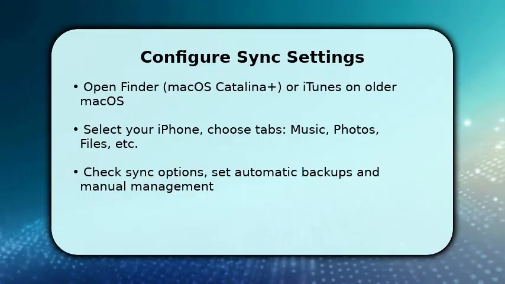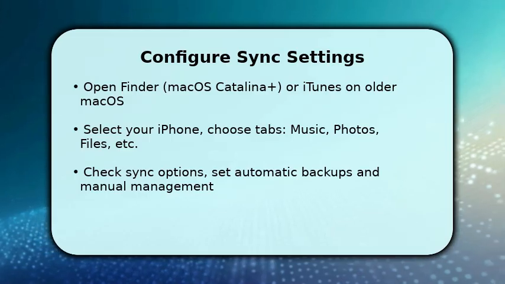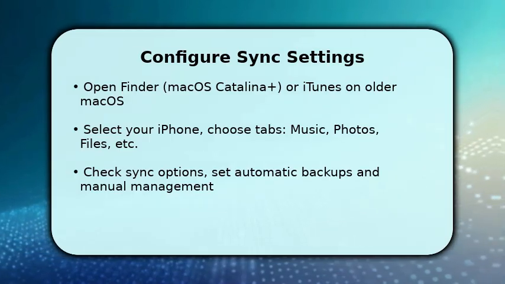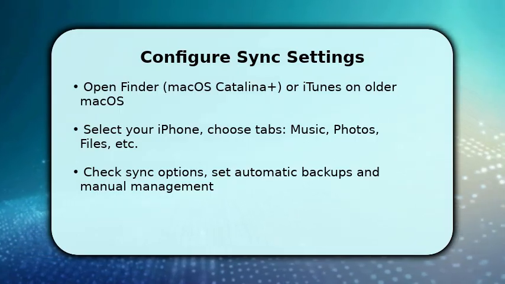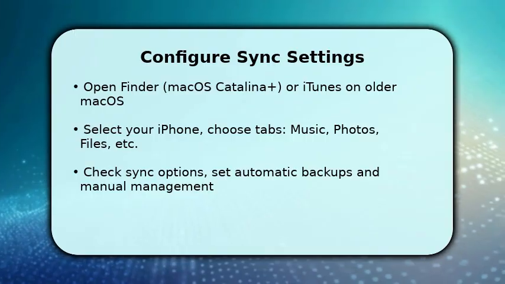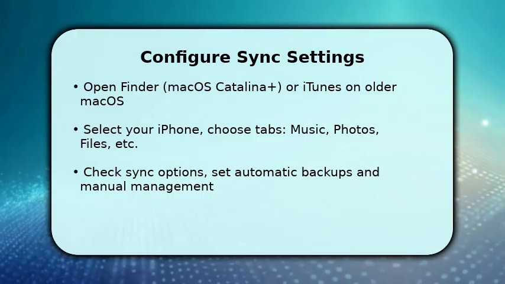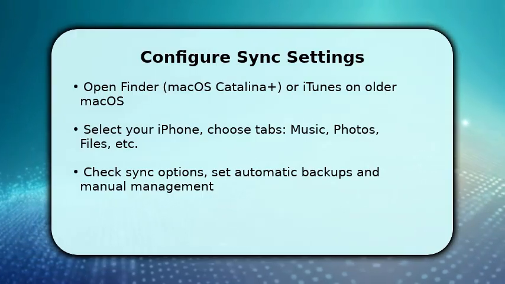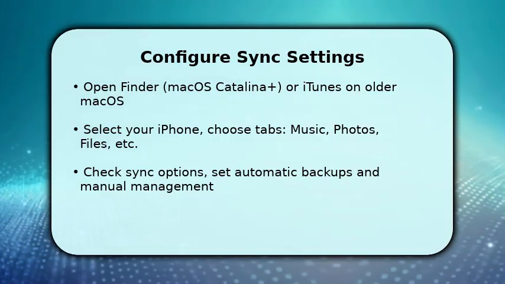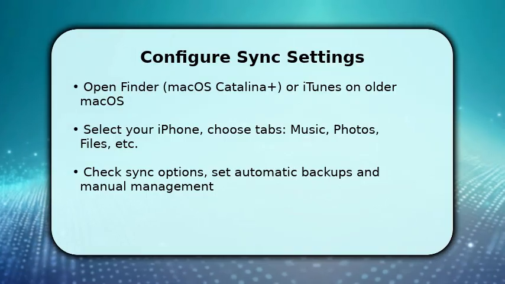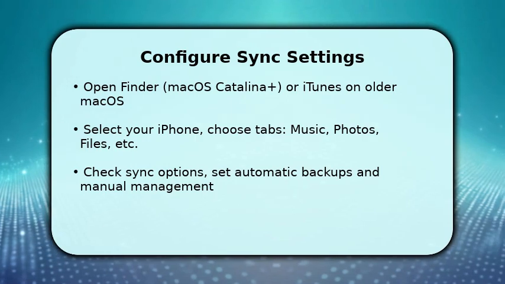Once your device is connected, open Finder on Catalina or later, or iTunes on earlier Mac OS. Select your iPhone from the sidebar and scan the tabs: Music, Photos, Files, and Info, so you control what moves. Make choices: set automatic backup to this Mac for safety, enable syncing for specific playlists or albums, and pick whether to manage music and videos manually. These detailed settings determine how future changes propagate. Make sure to review and adjust before you click Apply or Sync.